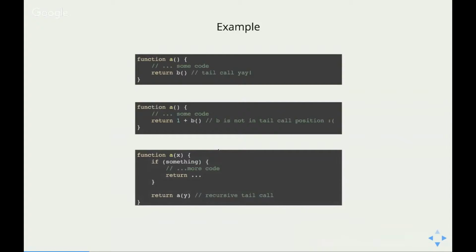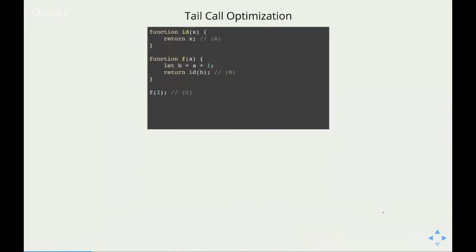And I think that the most important example is a recursive tail call. Here we have recursive function A, which calls itself with possibly different parameters to avoid infinite loops. That's why it's the most important example here, because we'll see in a second that recursive tail calls are pretty neat. So now, what about tail call optimization?